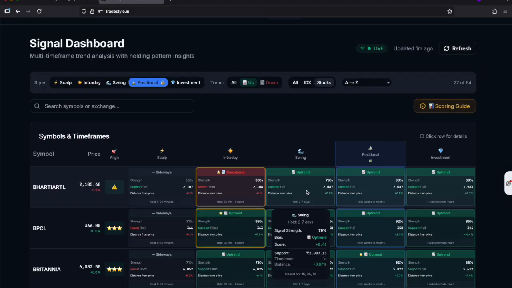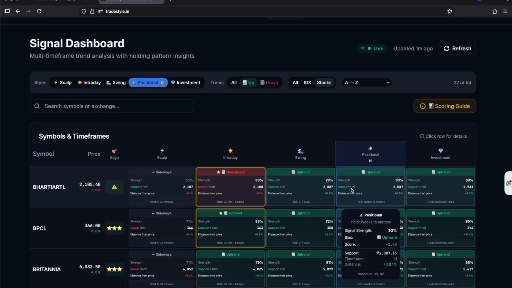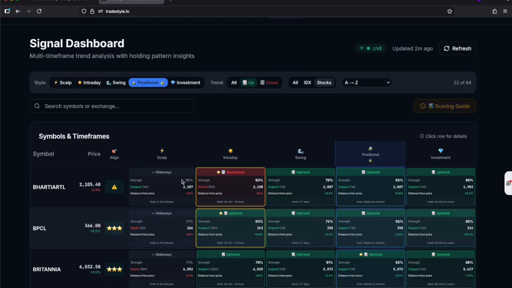But for positional, there's a support of 1 day which is 2087 and the current market price is 2105, and it will load this price in real time. When something is changing, it will change it. And here are different filters.